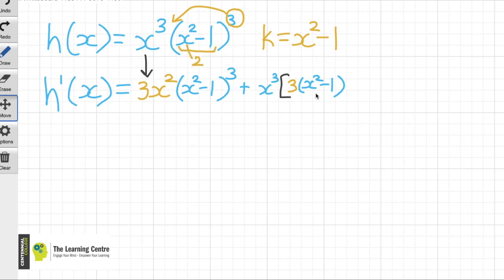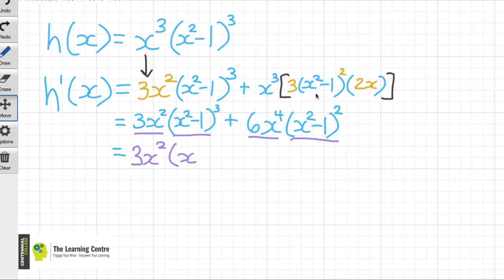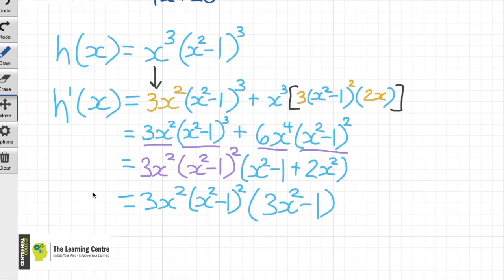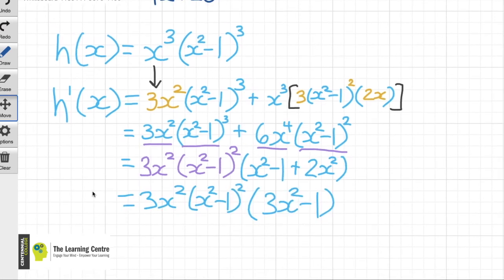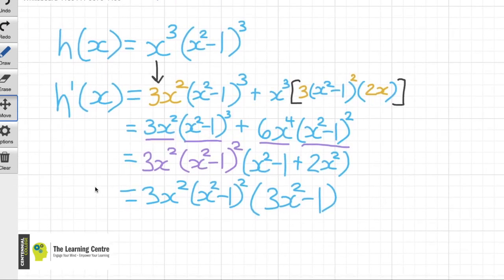I forgot this earlier, but there should be a squared. And so if we simplify this, we get 3x squared times x squared minus 1 cubed plus 6x to the 4 times x squared minus 1 squared. And we can simplify this even more because we see that we have like terms. And so we can factor out 3x squared and x squared minus 1 squared. And we multiply these two terms by x squared minus 1 plus 2x squared. Simplifying this even more, we get 3x squared times x squared minus 1 squared times 3x squared minus 1.